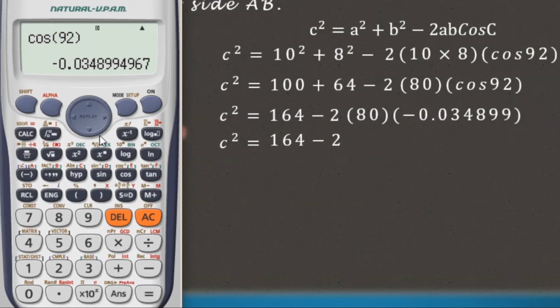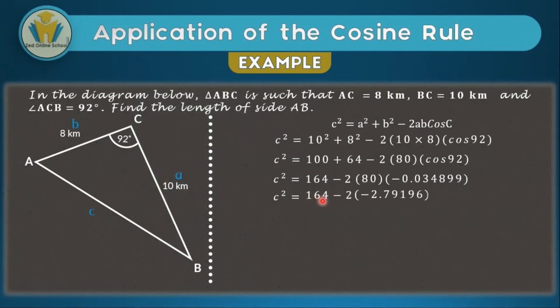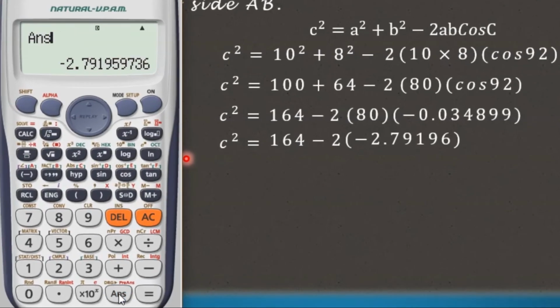Now I'm going to multiply this by simply saying my answer multiplied by 80 gives me this new value. I'm going to end it on this 5 here. Now I'm going to multiply this negative 2.79196 by that negative 2. You notice that the sign will change from negative to positive because I'm multiplying by a negative. Again, I'm going to say answer multiplied by that negative 2.